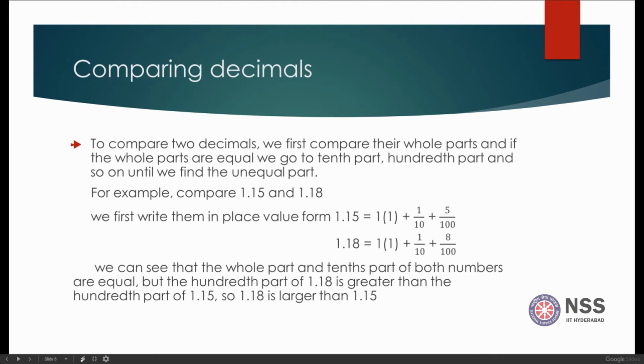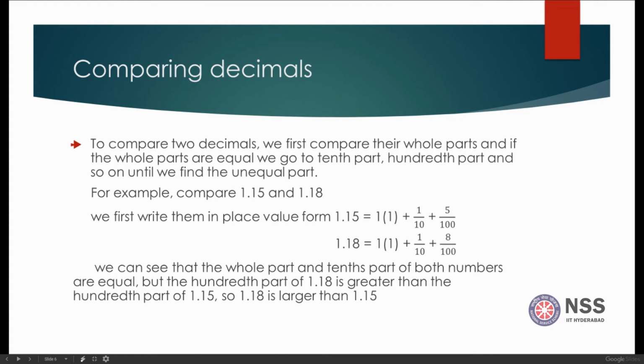Now let's understand how we compare two decimals. Comparing two decimals is very similar to comparing two numbers, where we compare each respective place value. If one is greater than the other at that place value, we stop the comparison and see that number is greater. Similarly in decimals.